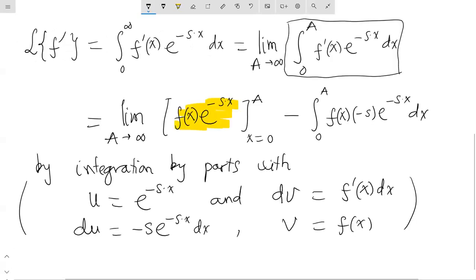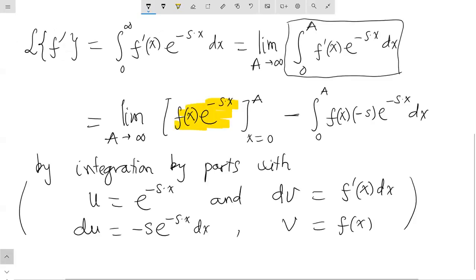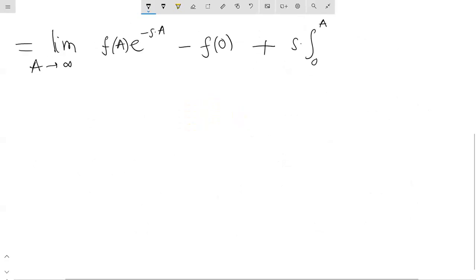And let's simplify the integral here. We have two minus signs. Minus here becomes a plus, and s is a constant, we can take it out. It becomes plus s times the integral from 0 to a of f of x e to the minus sx dx.